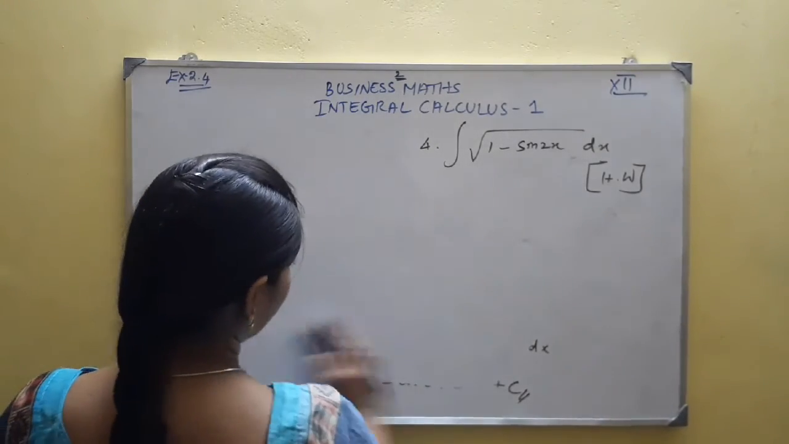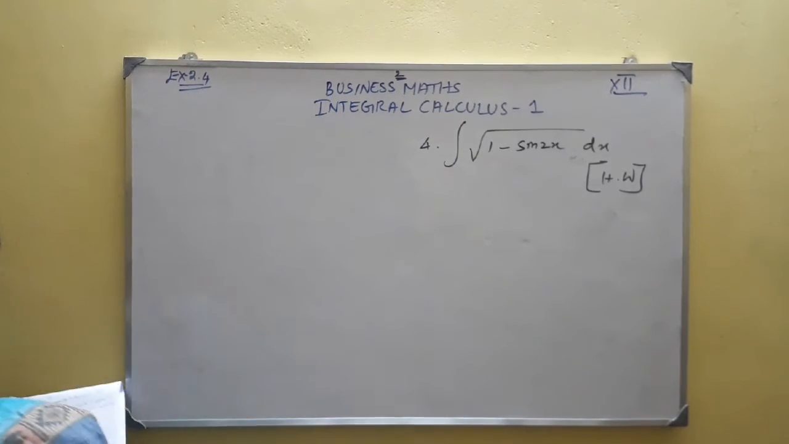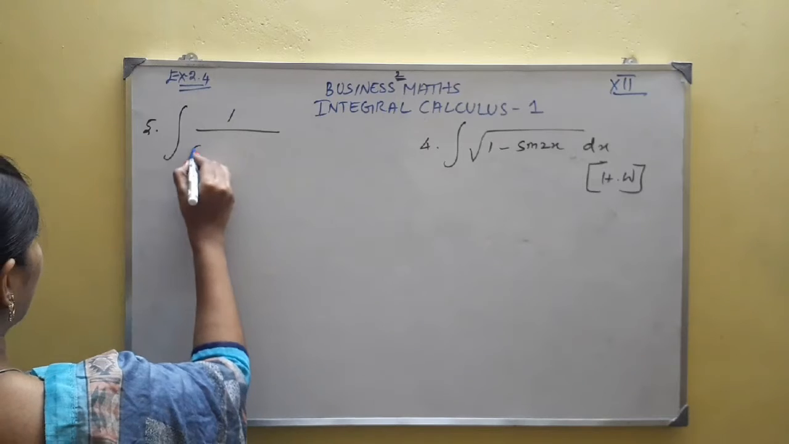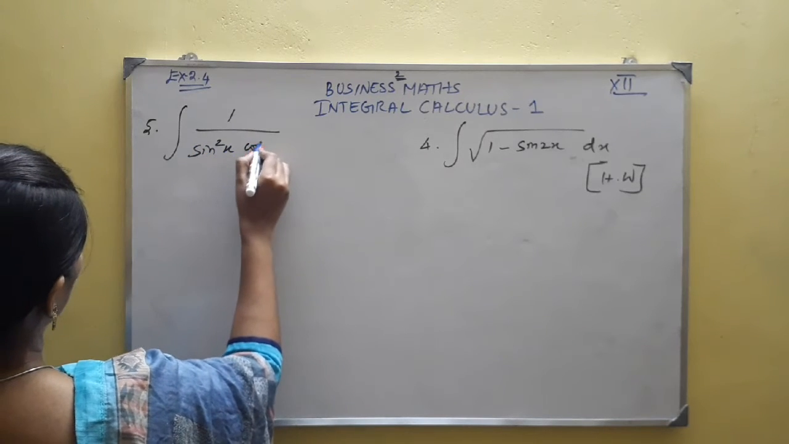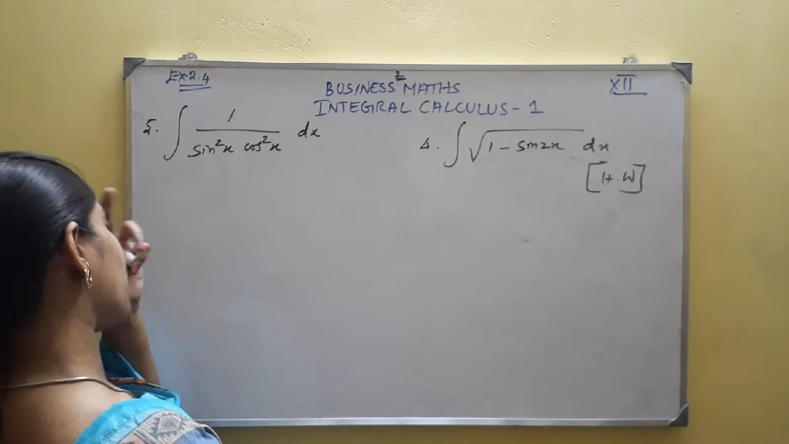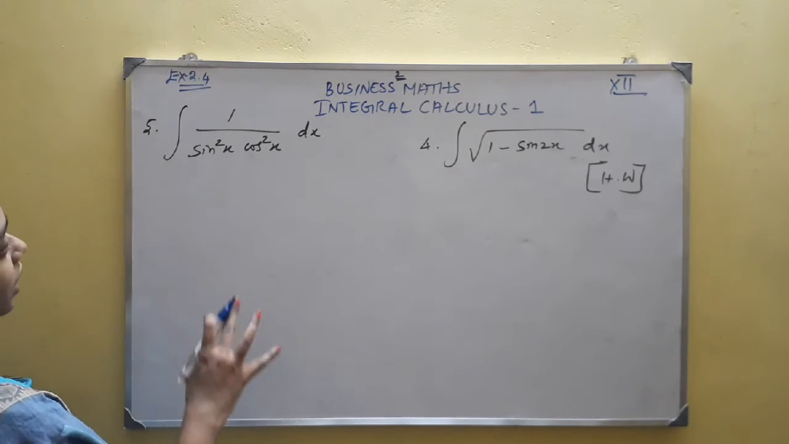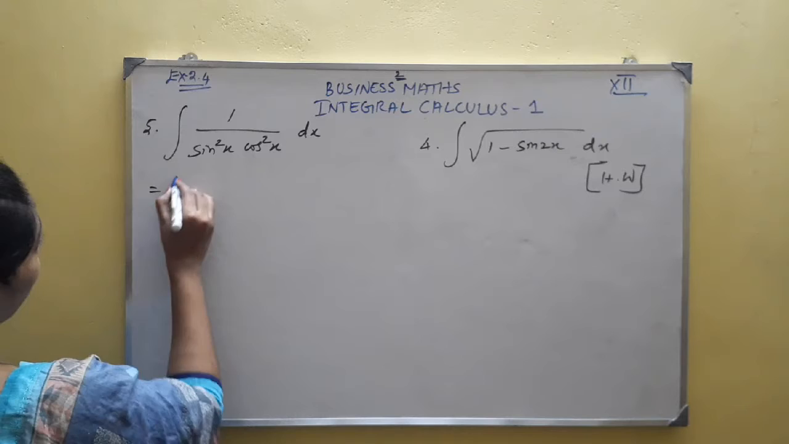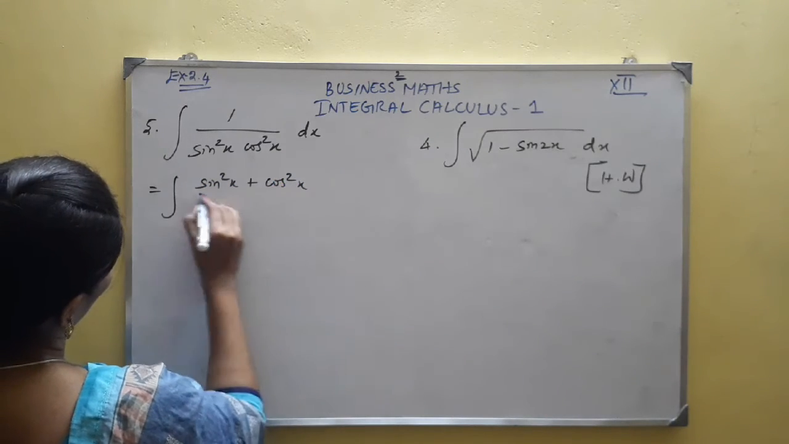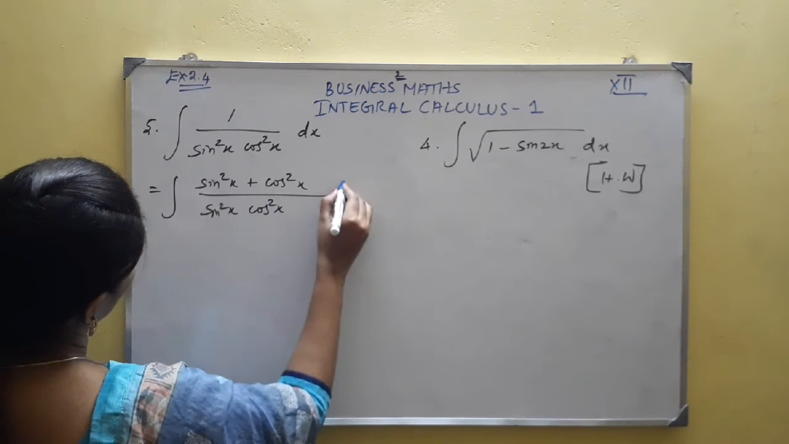So next problem. Fifth one, integral 1 by (sine square x cos square x) into dx. So here also I am having a trigonometric function in the denominator. So to get my integrand in a much simpler way, I am going to write sine square x plus cos square x in the place of 1, divided by sine square x into cos square x into dx.